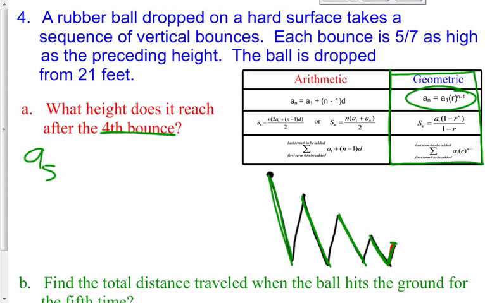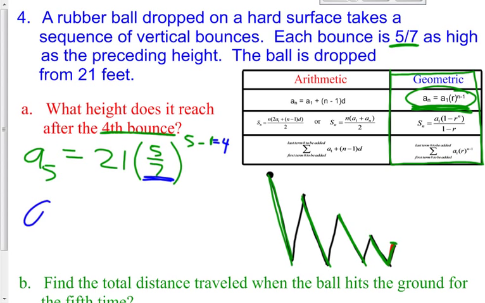So a sub 5 equals, here's our equation, the value of the first term, it starts at 21 feet off the ground. So 21 times that common ratio, which is this 5/7, raised to the n minus 1. So n is 5, 5 minus 1. In your calculator, you're going to take 5/7 and raise it to the fourth power. What is 5/7 raised to the fourth? Then multiply that number by 21. And you get an answer of approximately 5.47 feet.